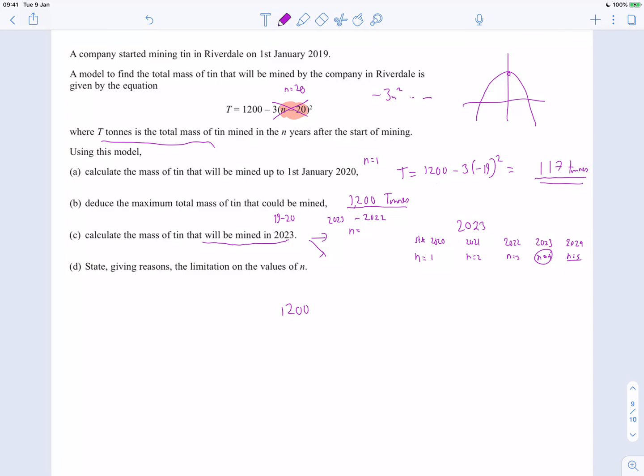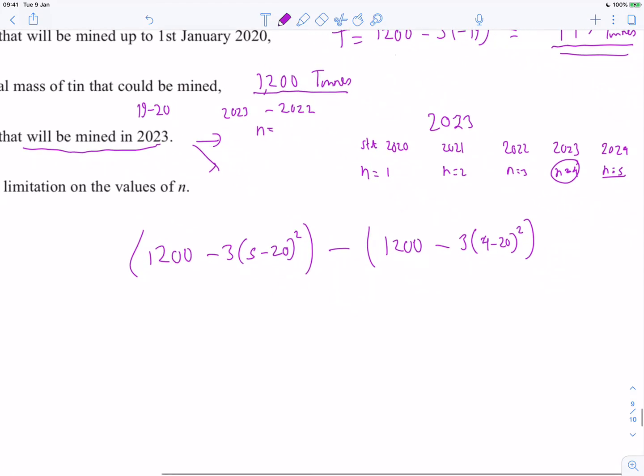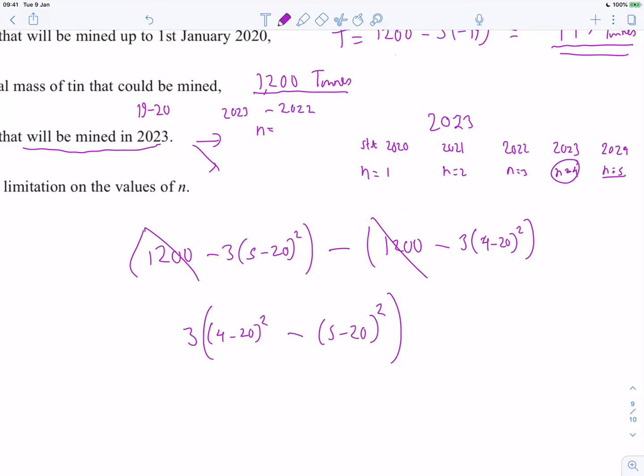So 1,200 minus 3 lots of 5 minus 20 squared, and then minus 1,200 minus 3 lots of 4 minus 20 squared. The reason I've done this is because the 1,200s cancel. The minus changes to a 3 lots of 4 minus 20 squared minus a 5 lots of 20. Yeah, because you've got minus 3 there, so 3 times minus, and then minus 3.